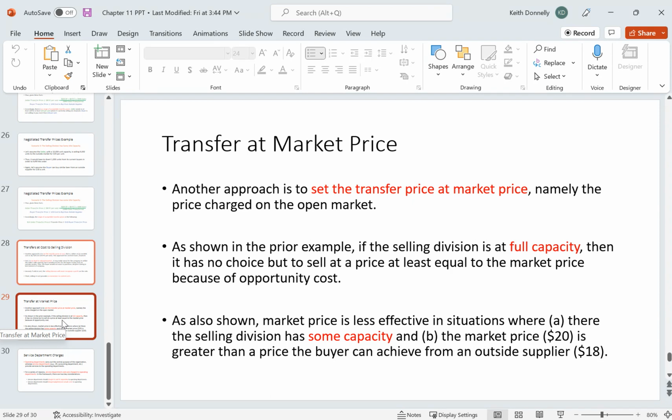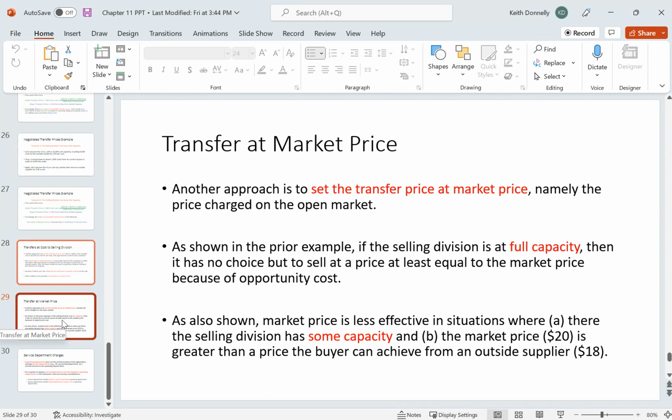Now, as shown in the prior example, if the selling division is at full capacity, then it really has no choice but to sell at least at the market price because of opportunity costs. In that example we were selling it for 20 bucks. We're at full capacity. If we divert any of those sales internally, then we're de facto forced to sell it at least for 20 bucks. We're not going to take a hit on it and sell it for less internally to you. So full capacity implicitly means market price anyhow.